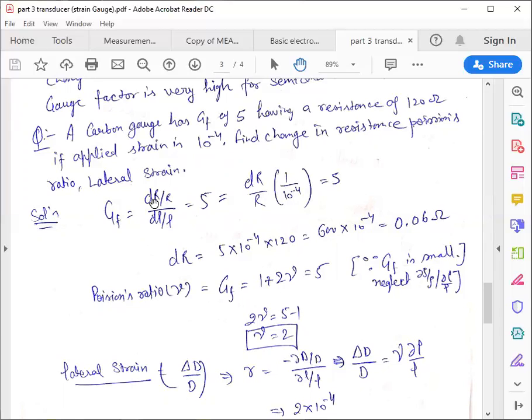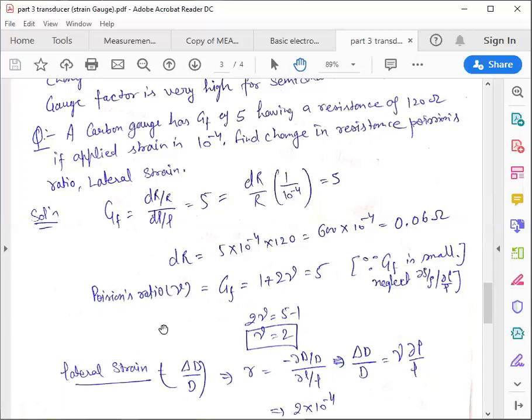So Gauss factor, we know that change in resistance per unit resistance divided by change in length per unit length is equal to 5. Gauss factor is 5, given to us. So dR by R divided by delta L by L, where delta L by L is given to us as 10 raised to power minus 4, is equal to 5. From here we get, and R is also given to us, 120 ohm, the change in resistance dR. So that will be equivalent to 5 multiplied by 10 raised to power minus 4 multiplied by value of R. R is 120, which gives 0.06 ohm. So change in resistance is 0.06 ohm.